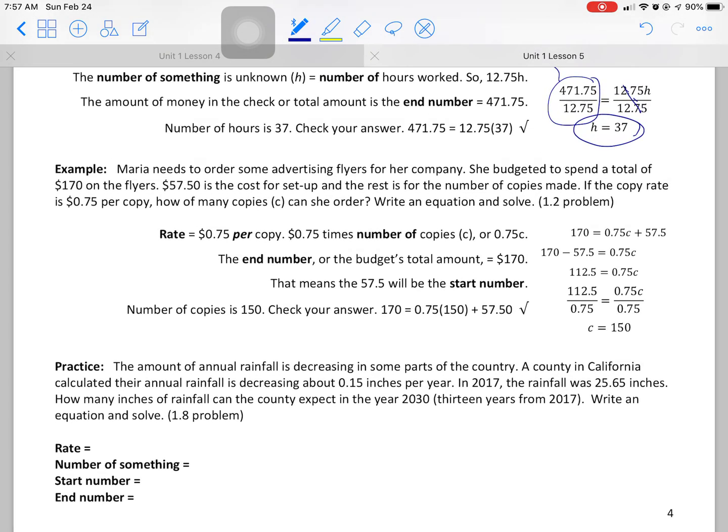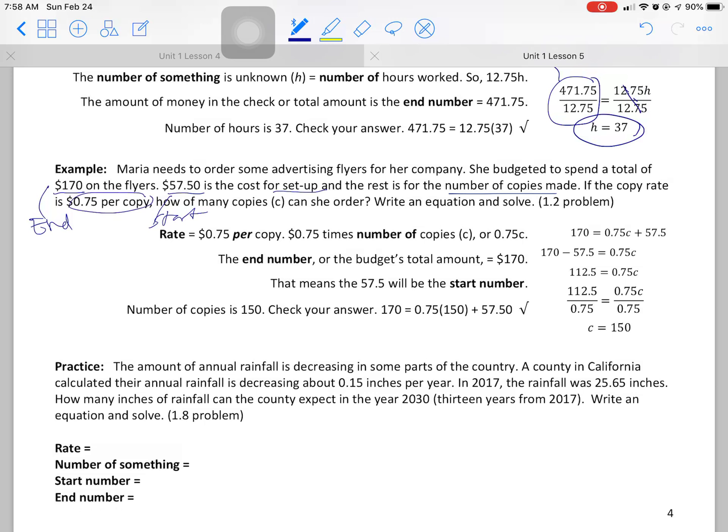Maria ordered some flyers for her company. She budgeted to spend a total of this on the flyers, so that's the N number. Okay, that's how much she wants to spend. There is a fee they charge for the setup. So that's a one-time fee, so that's actually a start fee. Okay, and the rest is for the copies made.